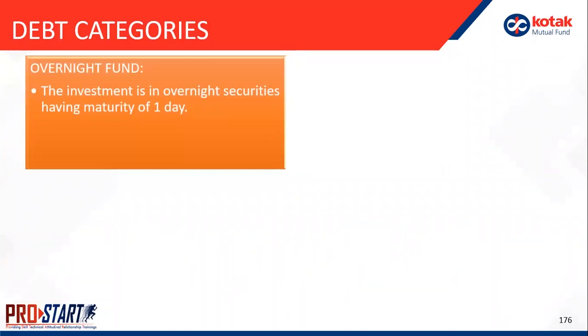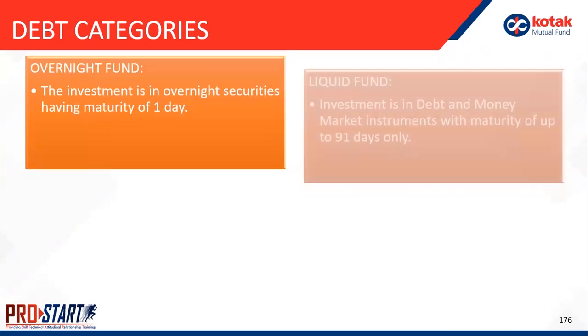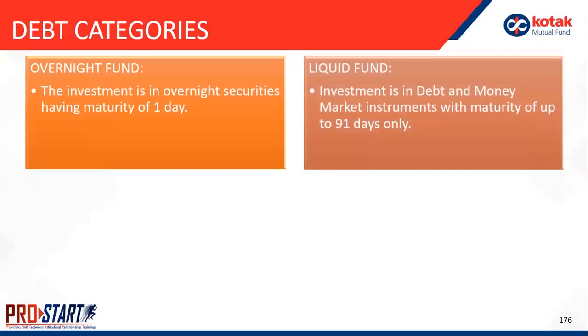First is the overnight fund. The investment is in overnight securities having a maturity of 1 day. The next in this list is liquid funds. Investment is in debt and money market instruments with maturities of up to 91 days only.